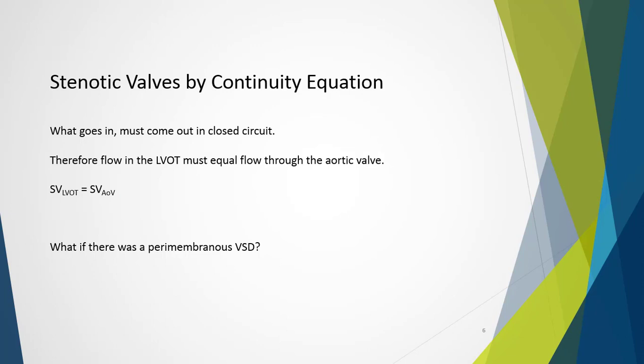Consider if there was a perimembranous ventricular septal defect. A cross-sectional area of the aortic valve calculation would be distorted. Stroke volume through the LVOT would be greater than what goes through the aortic valve, as some of the blood would actually move through the shunt. The aortic valve area would be larger than expected, leading to an underestimation of the stenosis severity.